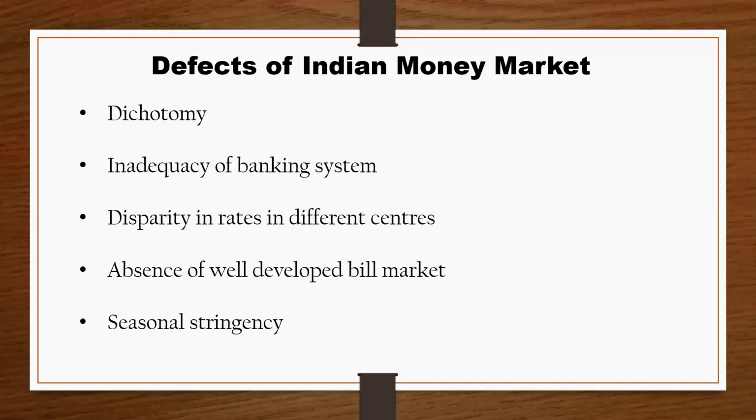The last defect of the Indian money market is seasonal stringency. During the busy season of the year, from November to June in our country, when a lot of funds are required to move the harvested crops to cities and ports, there would be monetary stringency in the money market and the rates would shoot up. This defect is being rectified by the work of RBI and seasonal fluctuations in the money rates are minimized. So, the above are the defects of the Indian money market.